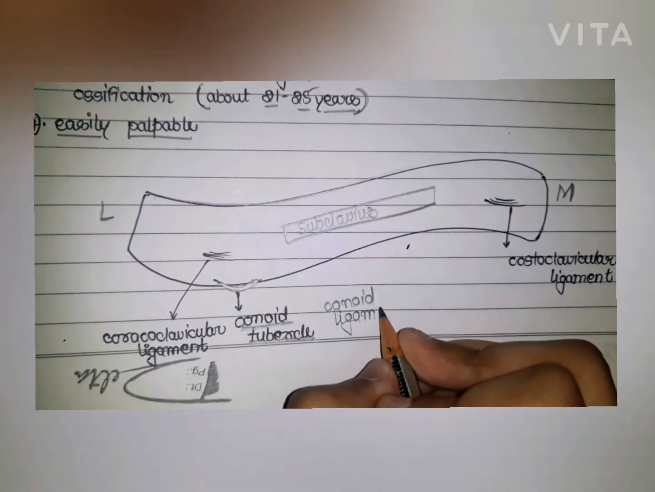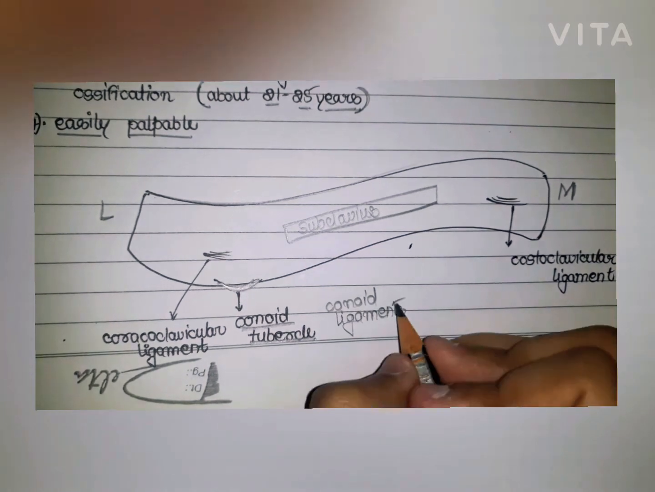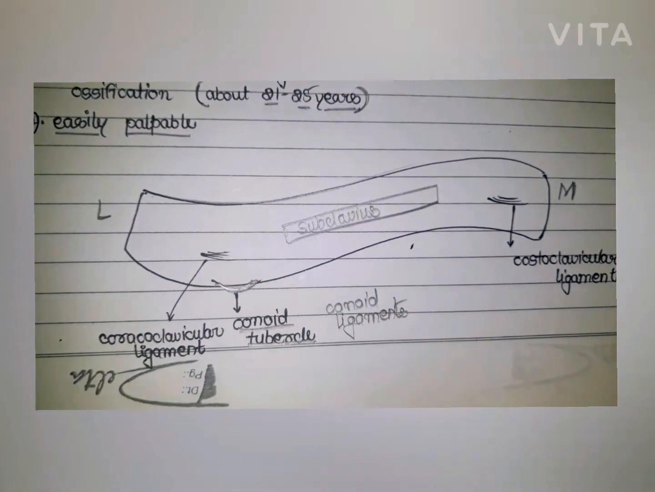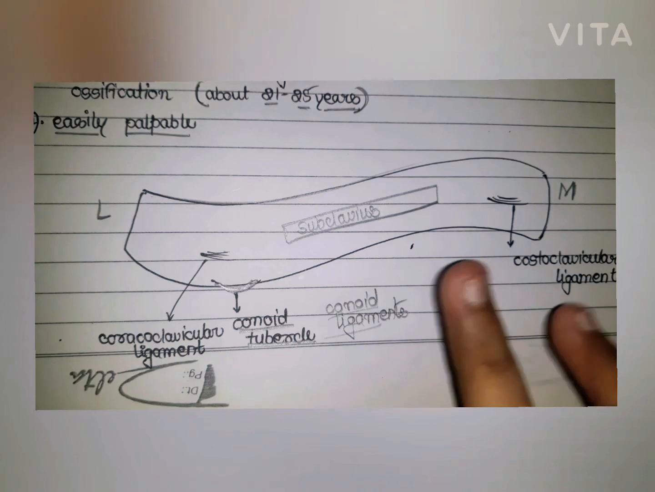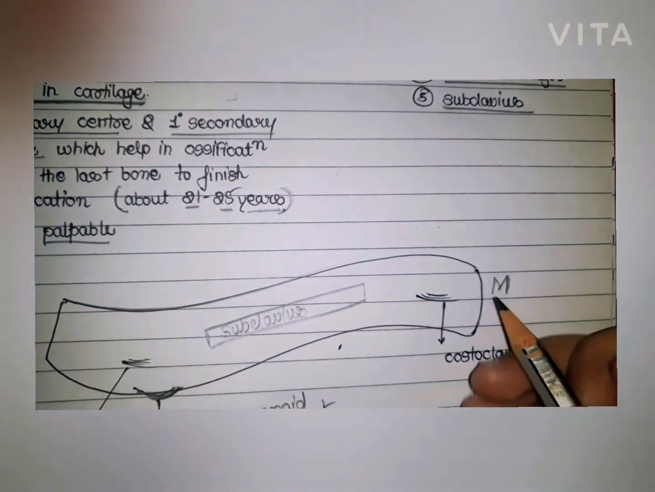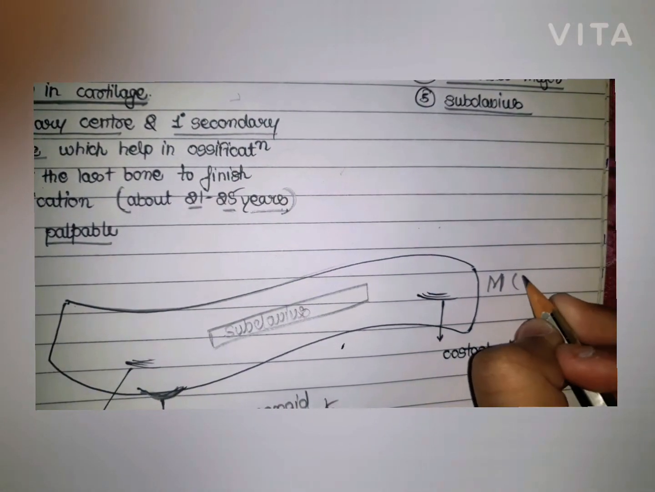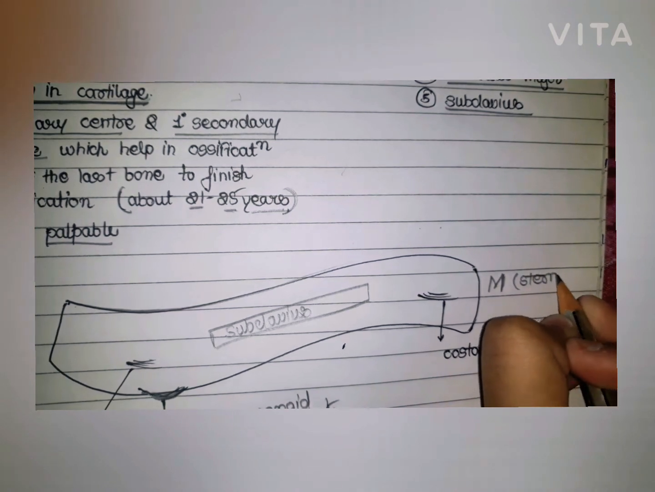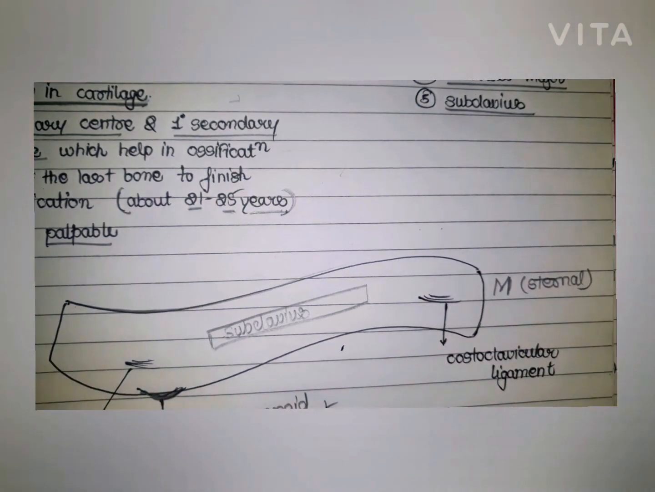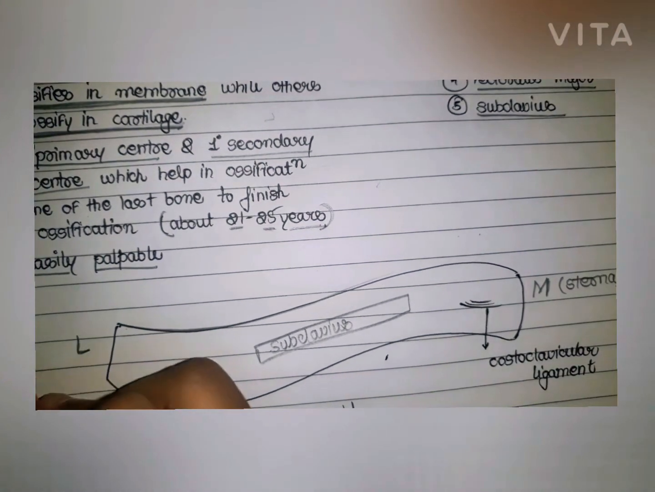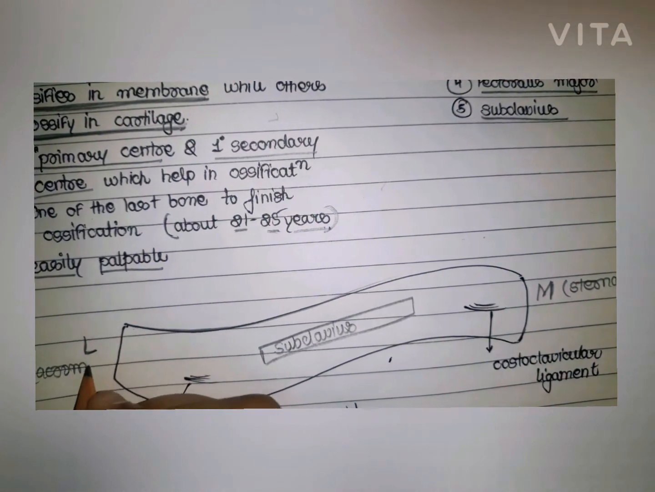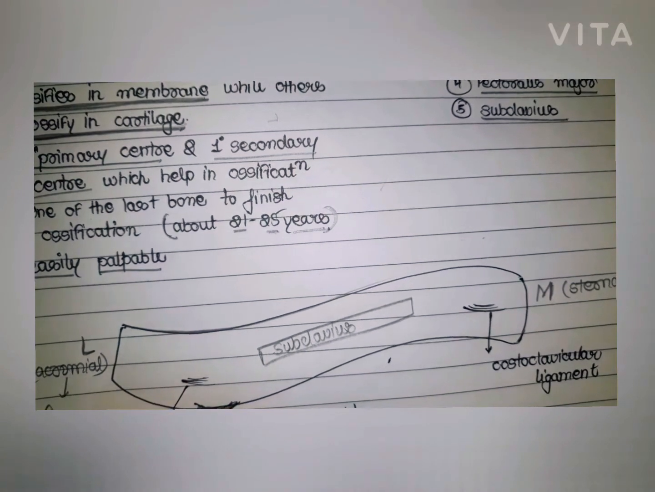Ligaments are really important. They attach bone to bone, and we have already studied that we have 5 bones. So how can these bones attach to each other? Through ligaments only, and we have first the conoid ligament. As I have already told you, the medial end is also known as the sternal end, and the lateral end is also known as the acromial end, which is a part of the scapula.